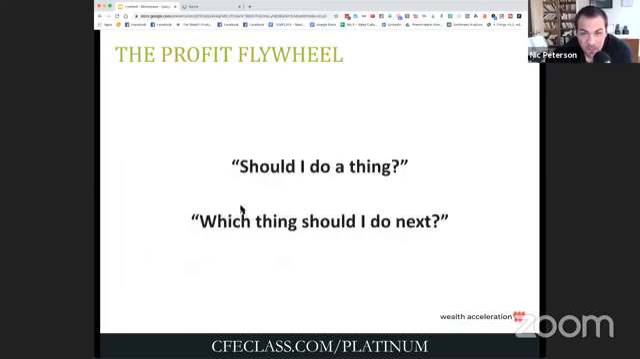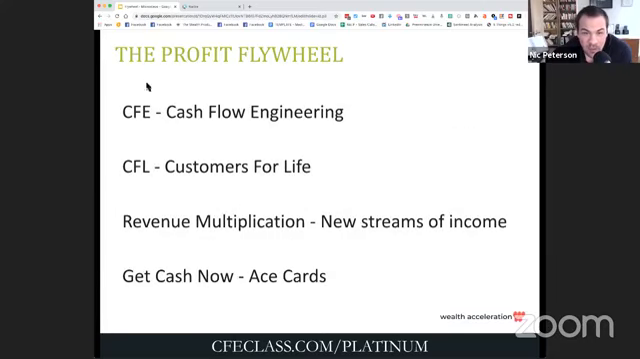And so the question we're always answering with these 4 things, you should know them by now: cash flow engineering, customers for life, revenue multiplication, get cash now. How do we be as profitable as possible? How do we drive our revenue up? When our revenue is up and it's as profitable as it can be, or our readiness is high, do we want to add another stream of income? Do we want to start adding to our portfolio? Do we want to maybe add a stream of income that is not super profitable, but offers some risk mitigation? Those are the things we're always talking about to accelerate wealth.